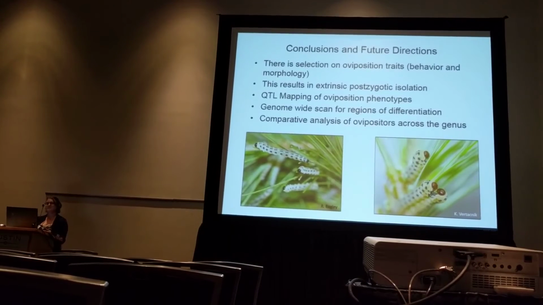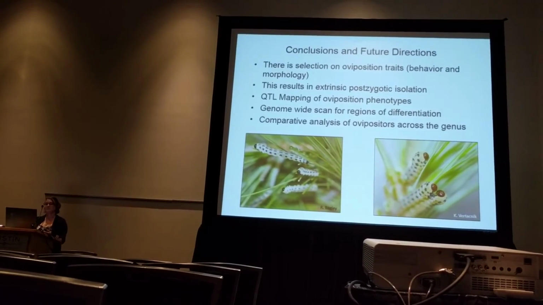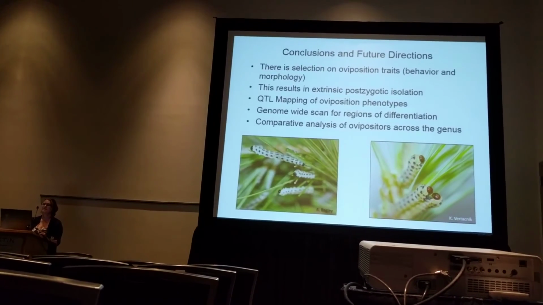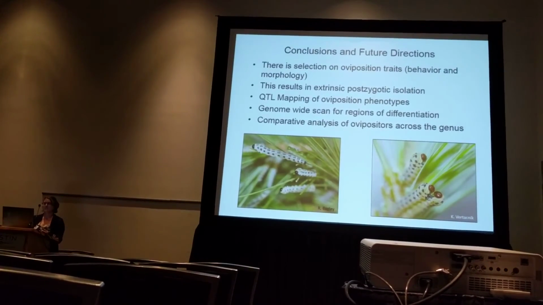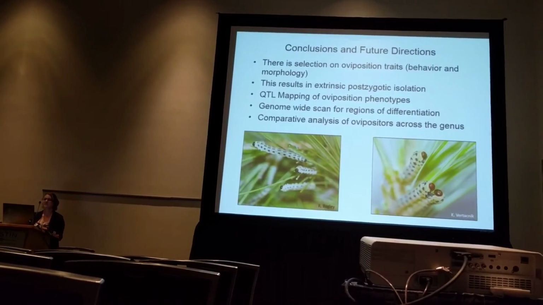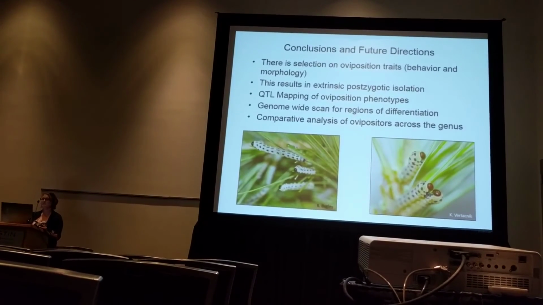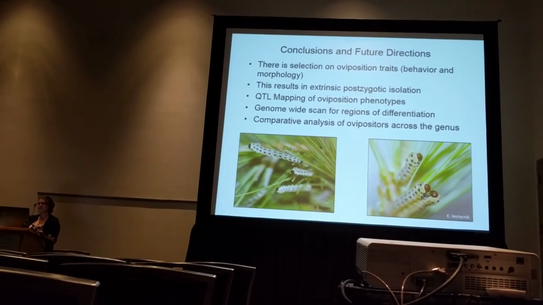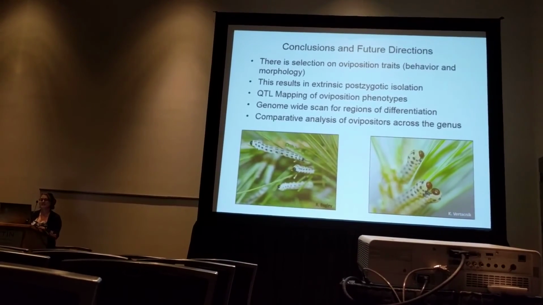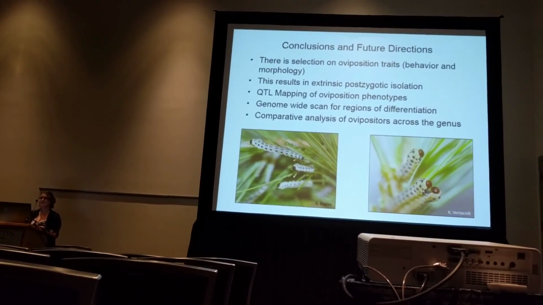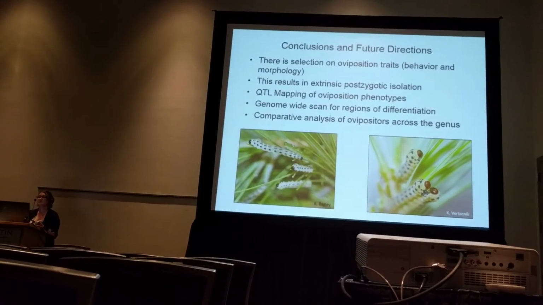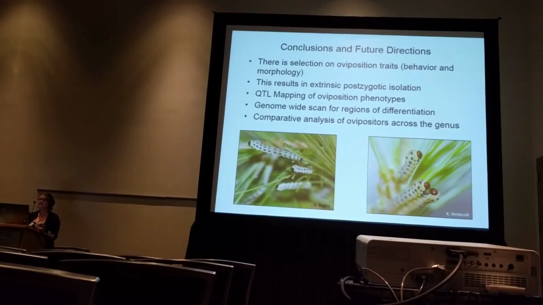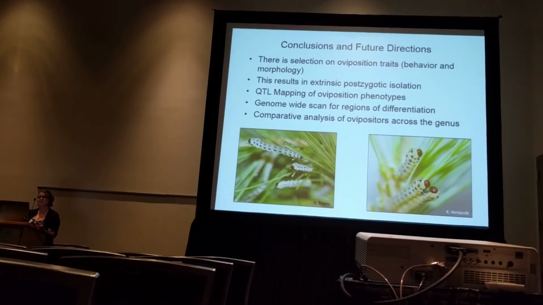So in conclusion, there is selection on oviposition traits, and this includes both behavioral and morphological traits. And the selection results in extrinsic postzygotic isolation. And our future directions include QTL mapping of oviposition phenotypes to find the loci underlying these traits, as well as genome-wide scans for regions of differentiation and signatures of selection. Additionally, we want to carry out comparative analyses of ovipositors across the genomes to see more broadly how ovipositor morphology relates to host use.